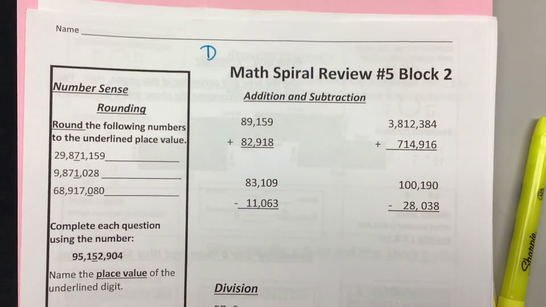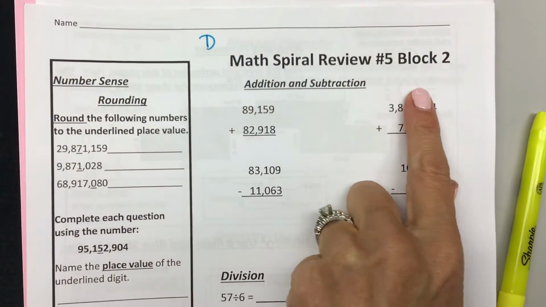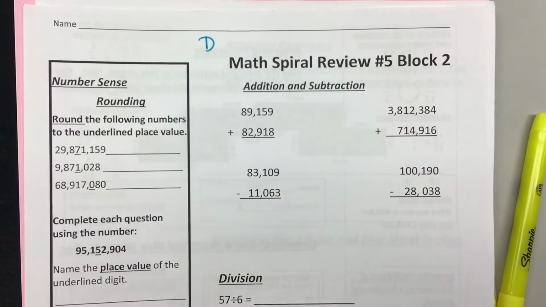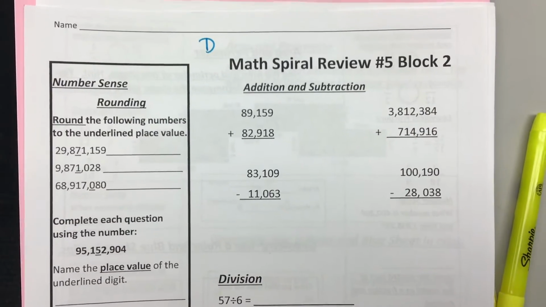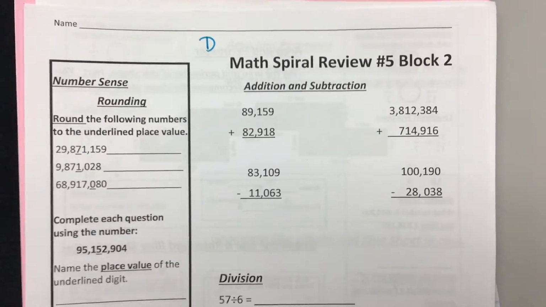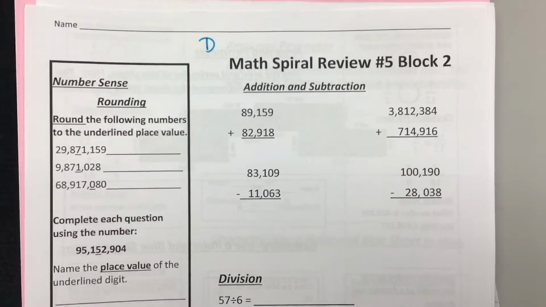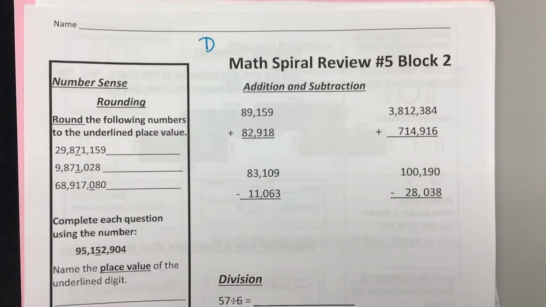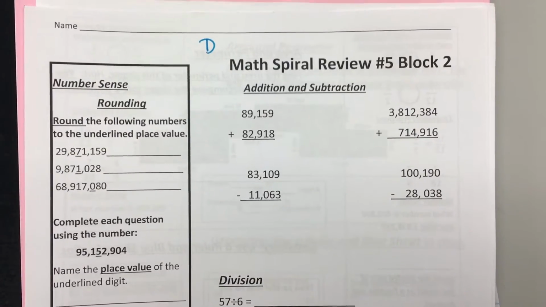Okay, we're looking at Math Spiral Review 5. This is for Block 2. The reason we're looking at it on Friday is because we don't have school Monday. So having it a day early will give you an opportunity to have it pre-checked either Tuesday, Wednesday, or Thursday.